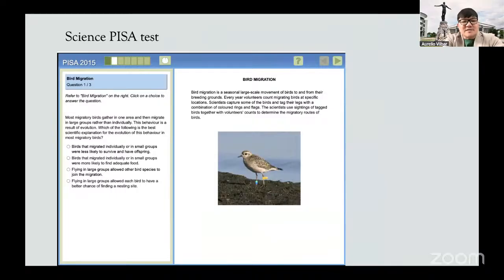Most migratory birds gather in one area and then migrate in large groups rather than individually. This behavior is a result of evolution. Which of the following is the best scientific explanation for the evolution of this behavior of most migratory birds?